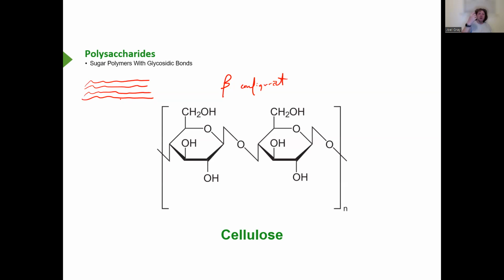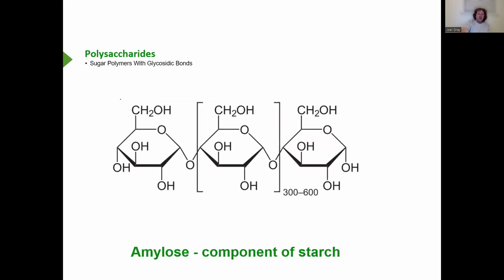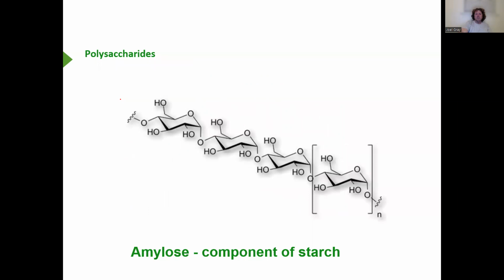So this is a polysaccharide. It's nothing but glucose molecules, but this dense network of hydrogen bonds allows these strands to bind super tight with one another. Beta 1,4 glycosidic linkages are what hold cellulose together. Amylose, on the other hand, has shorter strands of repetitive glucose, but they're all alpha 1,4 glycosidic linkages.